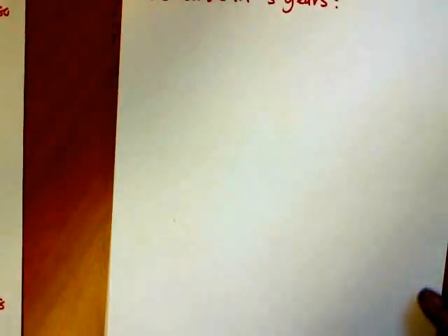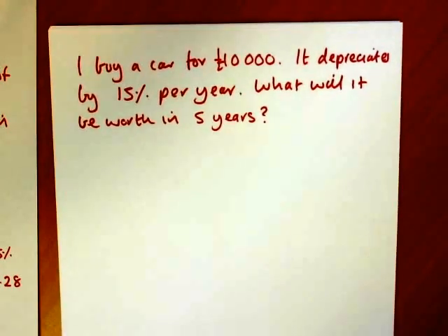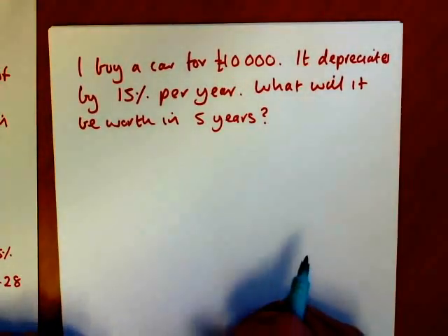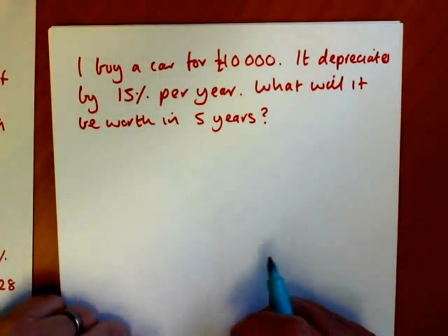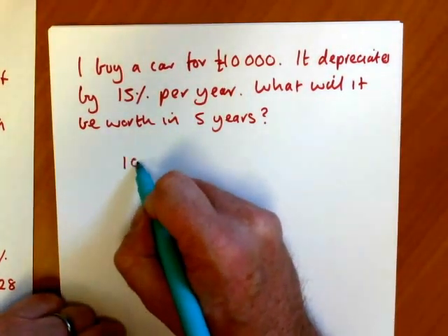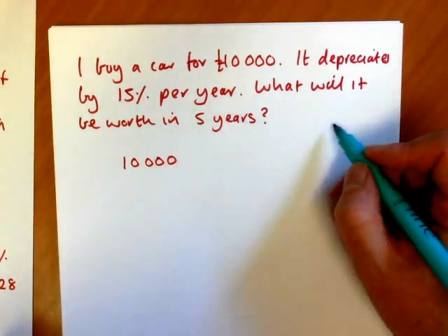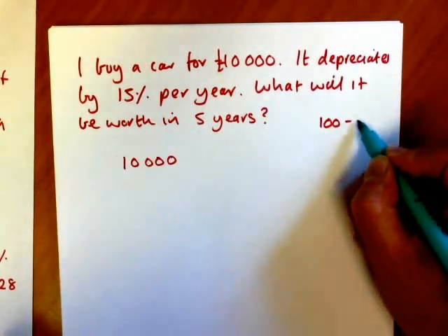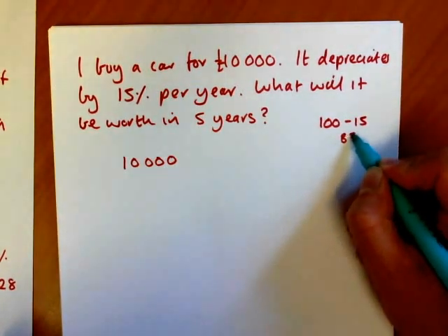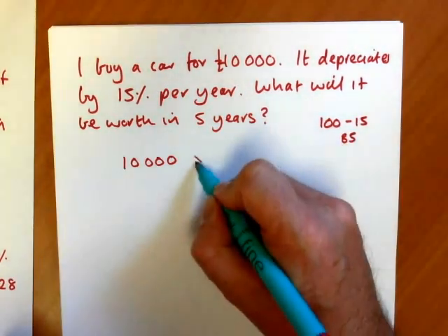We can also do depreciation in the compound way. So I'll show you how to do that. So if I buy a car for £10,000, it depreciates by 15% a year. What will it be worth in 5 years? So take my amount, 10,000. Now if something goes down by 15% in a year, so you take 100 and you take off 15%, it's going to be worth 85% of what it was previously.